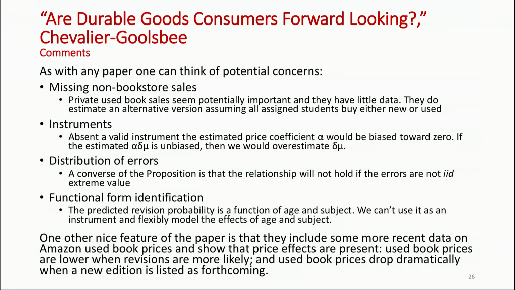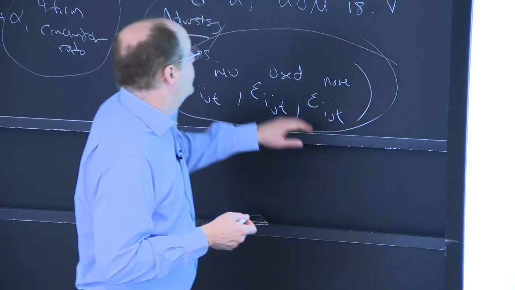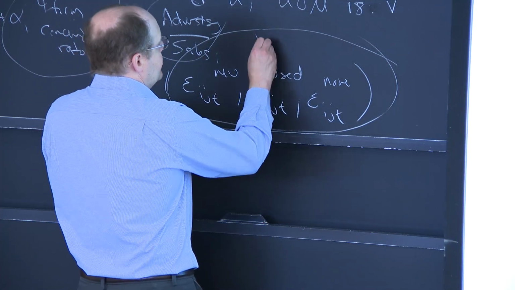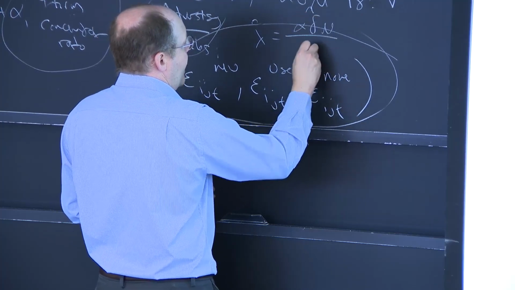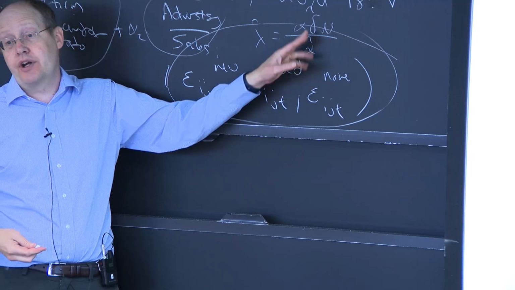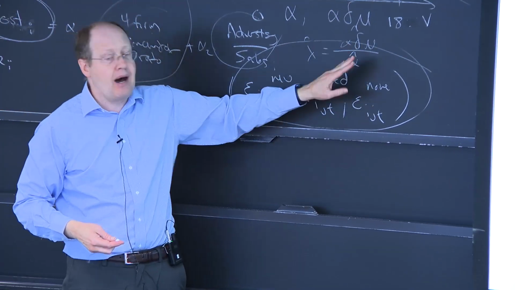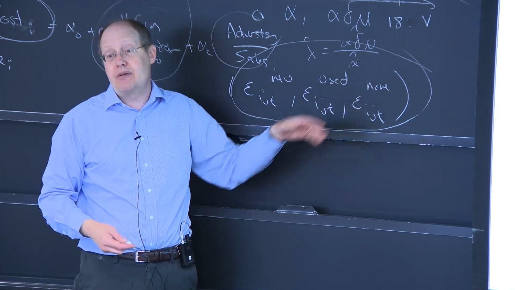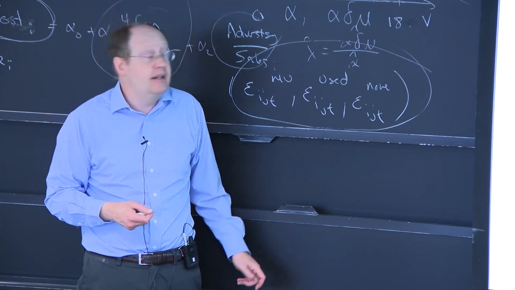Instruments are important. I think the nonprofit publisher instrument is a good instrument, but let's suppose you haven't fully instrumented over this thing. The lambda hat is going to be like alpha delta mu hat over alpha hat. If the alpha hat ends up biased towards 0, you're going to be inflating the lambda hat. So its imperfect job of instrumenting for alpha is going to make you think the lambda is bigger than it is. You worry, could that be part of what's going on?